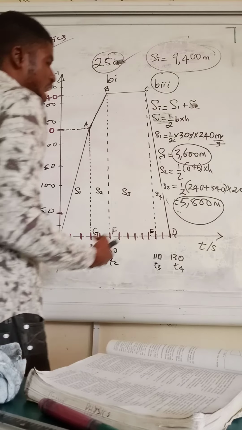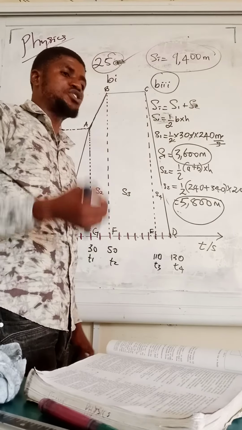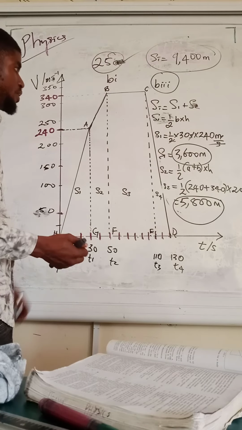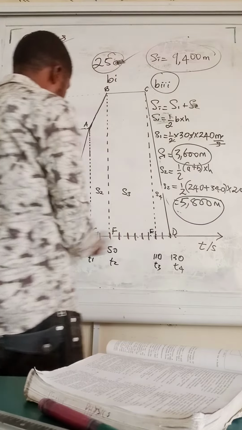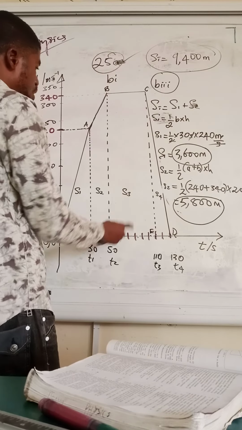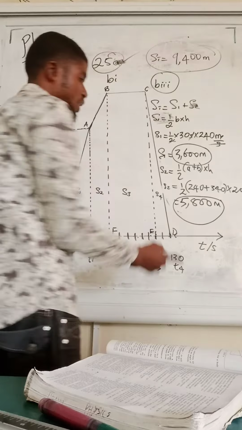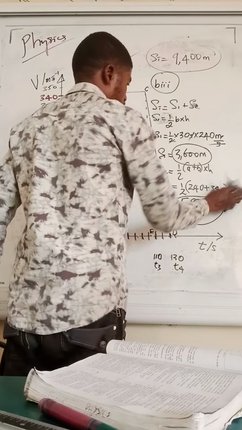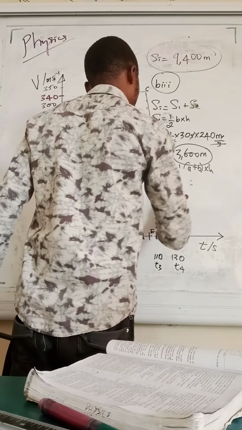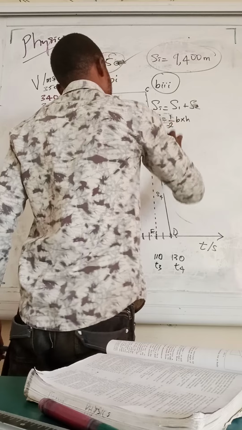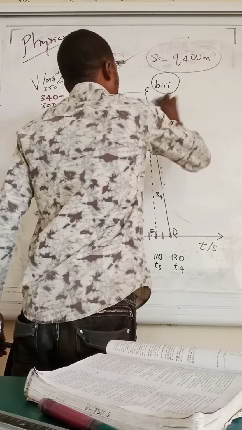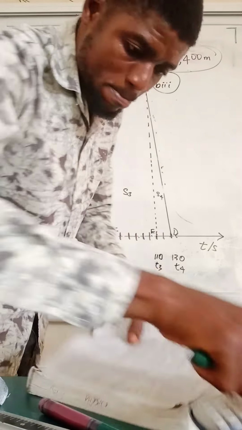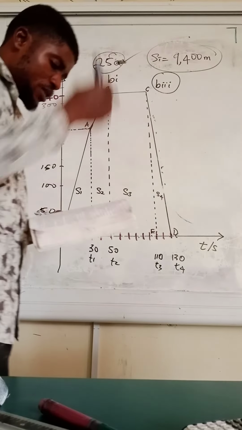Now they will ask you to calculate the total distance traveled throughout the motion. How do you do that? Very simple. We have calculated from here to here. So just say the area of this shape plus the area of this shape, then add it to this result, and then you get the total distance traveled during the motion. The examiners did not ask us to, but they said we should calculate also.